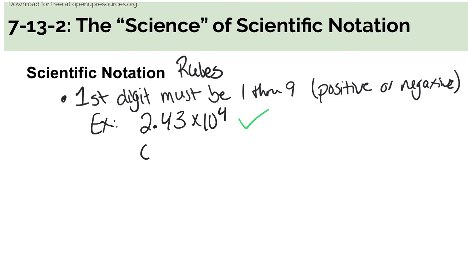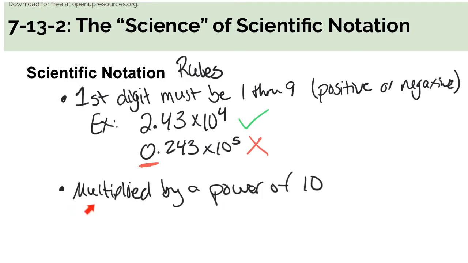But the number 0.243 times 10 to the 5th, if you expanded it out, it would be the same number, but this is not proper scientific notation because that first digit is not something that's 1 through 9. So just keep that in mind. That's really the biggest thing about writing scientific notation properly. The other rule is that your number must then be multiplied by a power of 10, and that's what you see happening every time we're writing these numbers with powers of 10.